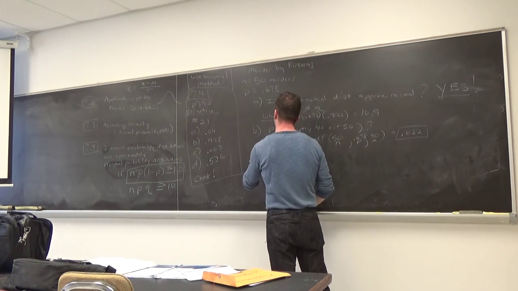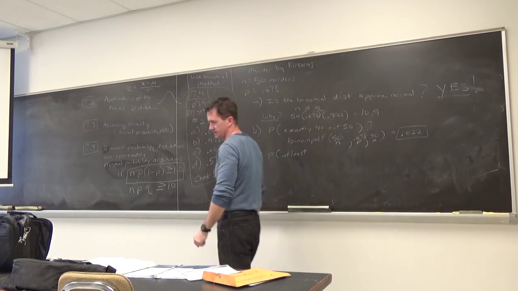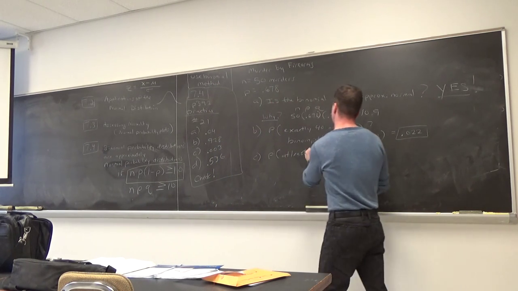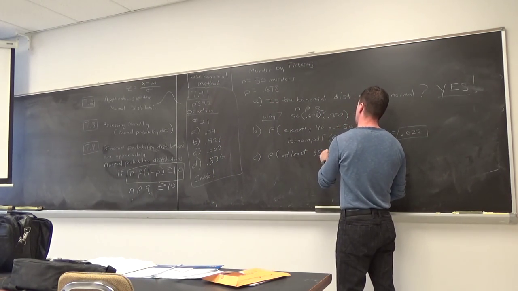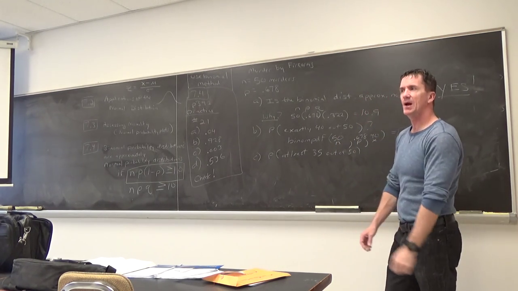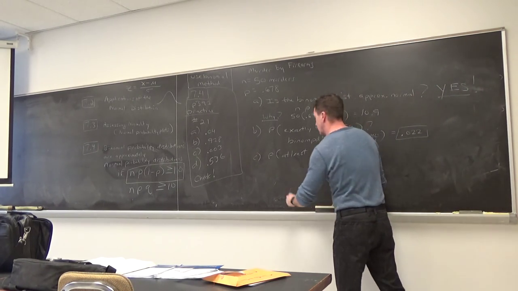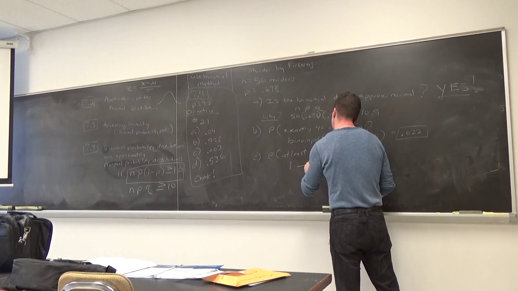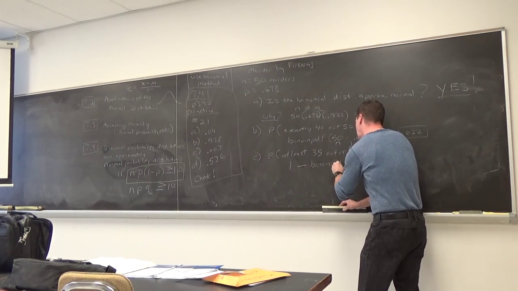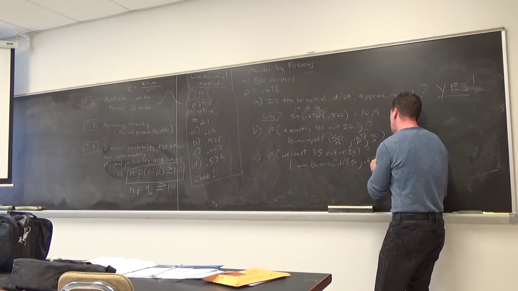Letter C. And how about at least 35 committed with a firearm, out of the 50? Do you remember how to do this with the 1 minus? I'm going to do calculator: 1 minus binomCDF, not PDF but CDF. I'm going to accumulate all the way up to 34.